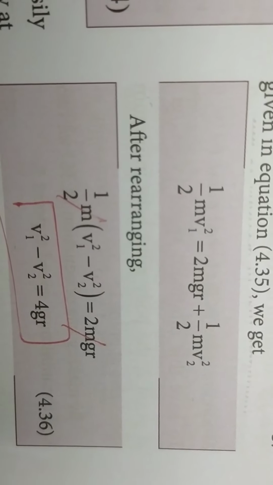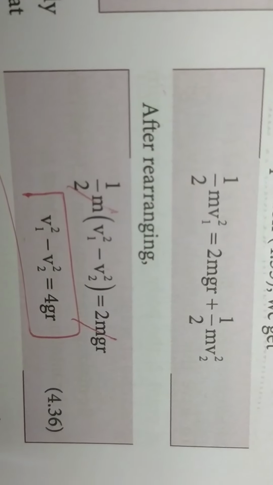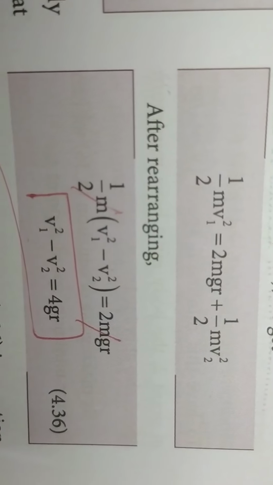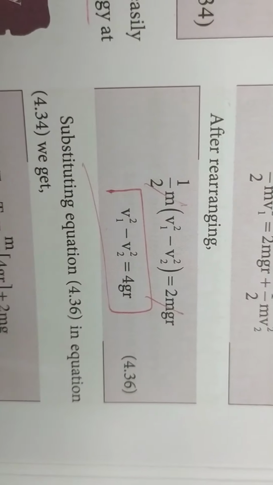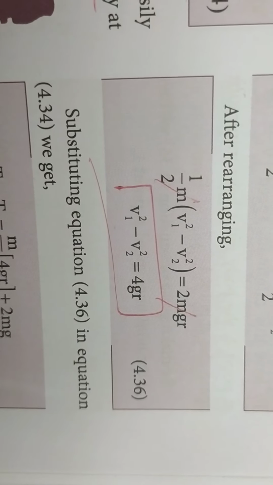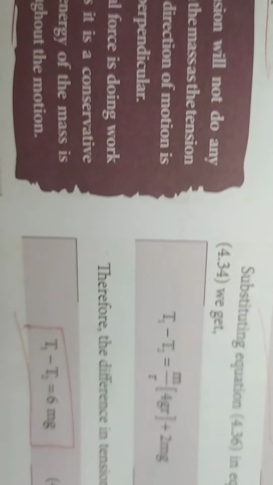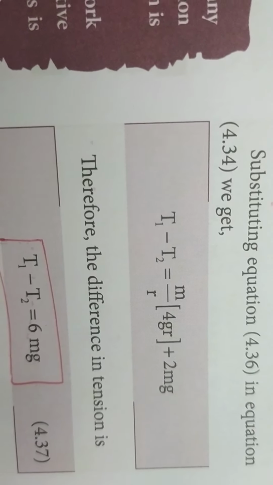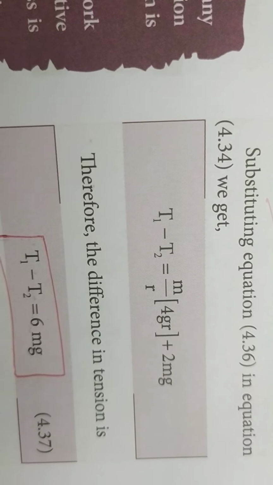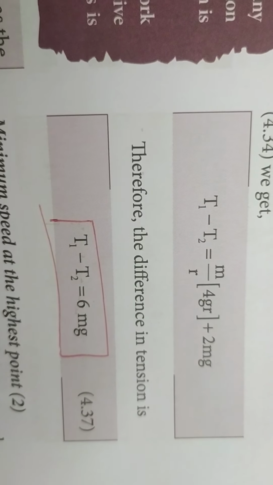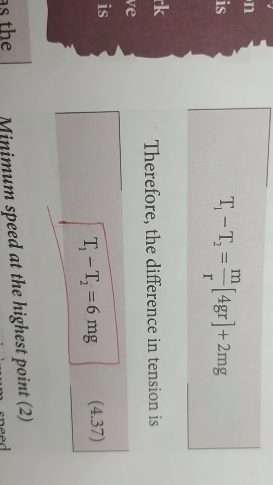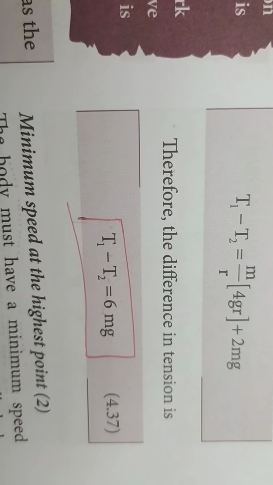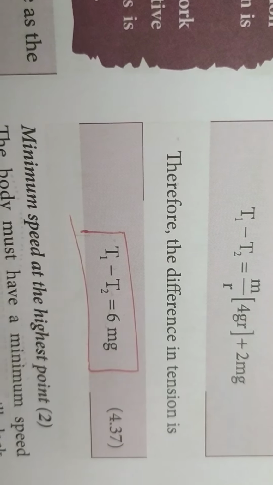Equating those two, you get half mv1 square is equal to 2mgr plus half mv2 square, and bringing the right hand side term to this side, you get v1 square minus v2 square is equal to 4gr. Substituting that in this equation, T1 minus T2 becomes m by r into 4gr plus 2mg, and after cancelling r and adding, you get T1 minus T2 equal to 6mg. So this is the difference in tension between the lowest point and the highest point.